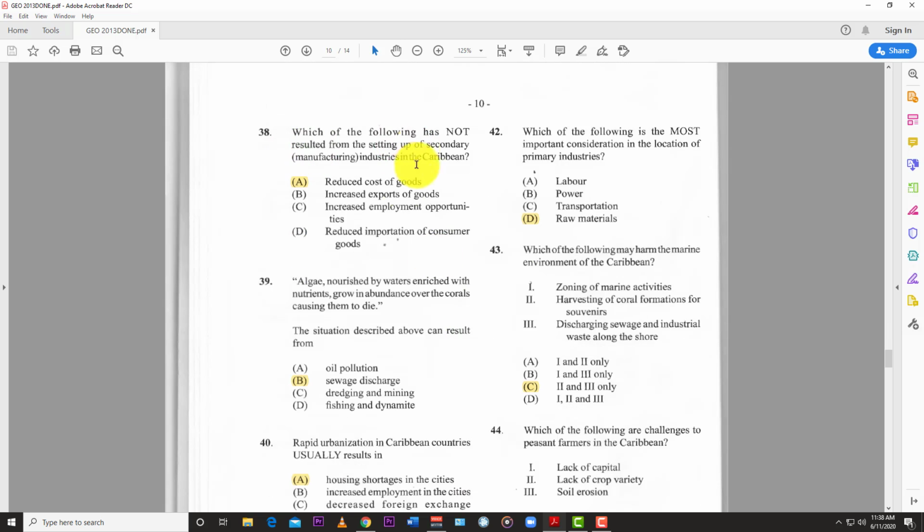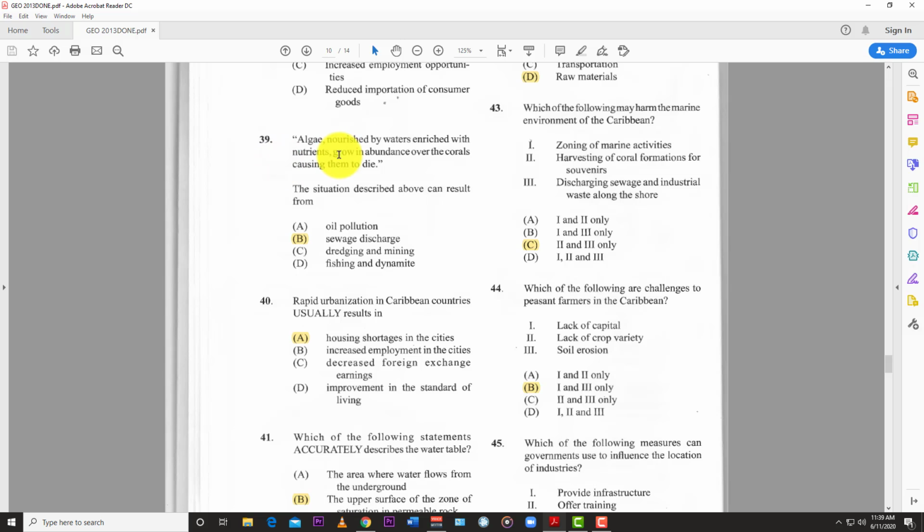38, which of the following is not a result of the setting up of secondary manufacturing industries in the Caribbean? And so the answer is A, reduced cost of goods. All right, reduced cost of goods. 39, algae nourished by waters enriched with nutrients grow in abundance over the corals, causing them to die. The situation described above can result from, and of course the answer is B, sewage discharge. The algae grows so thick that nothing can really get the oxygen they need to breathe, and so they die.